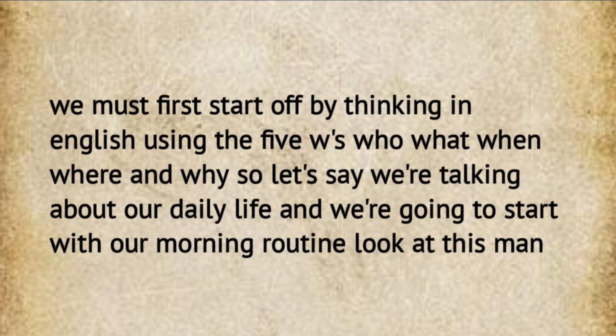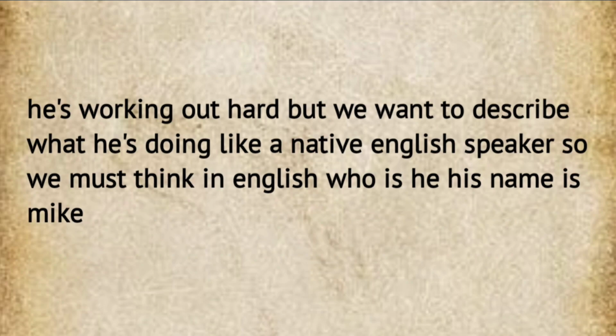All right, so the first thing you have to understand is the 5 W's method. That's right. We must first start off by thinking in English, using the 5 W's: who, what, when, where, and why. So let's say we're talking about our daily life, and we're going to start with our morning routine. Look at this man. He's working out hard, but we want to describe what he's doing like a native English speaker. So we must think in English.